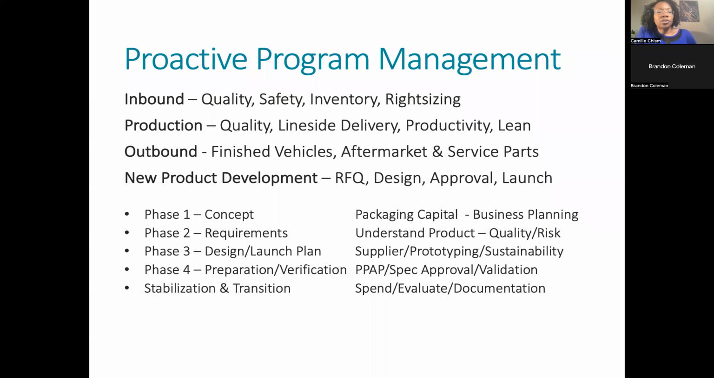The next one's phase 2, understanding the requirements, knowing the product, knowing all the attributes and vulnerabilities of the product, how that product is going to be shipped, and look at how to preserve the quality, how do you make it ergonomically positive for the operator, and then, what are the risks that are involved.